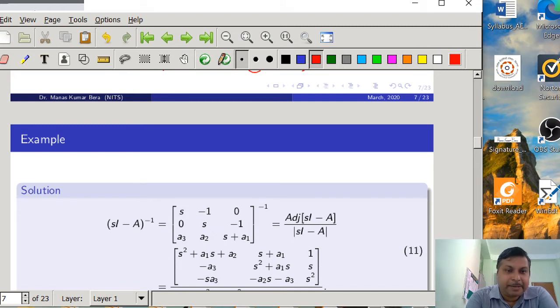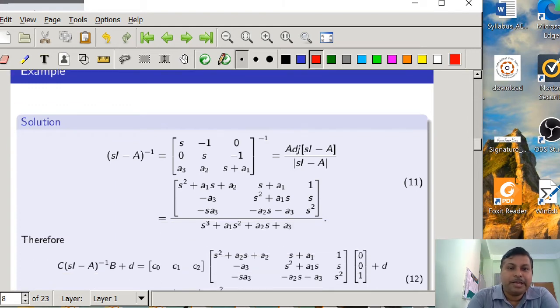Now the sI minus A matrix has been calculated, which is shown here, and to compute its inverse we have to calculate the adjoint of sI minus A. How do we calculate the adjoint? You find the cofactors of this matrix and then take the transpose of that, and you get the numerator matrix as this. If you compute the determinant of sI minus A, you get the polynomial s cubed plus a1 s squared plus a2 s plus a3.